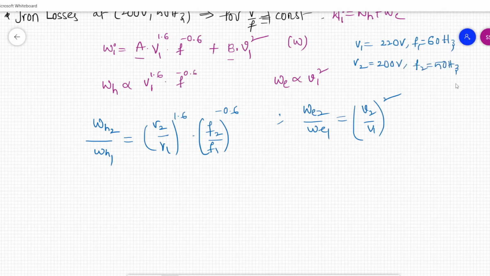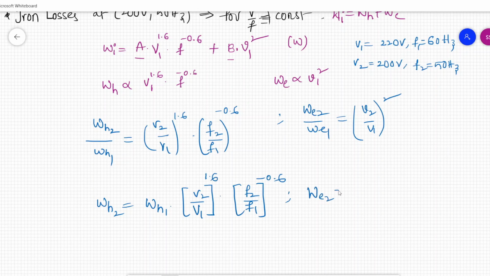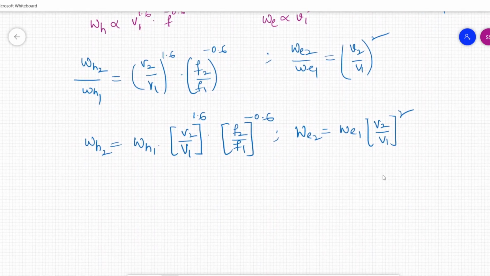Now we need to find WH2 and WE2 so that we can find the total iron losses in the second condition. WH2 equals WH1 into V2 by V1 power 1.6 into F2 by F1 power minus 0.6. Similarly, WE2 equals WE1 into V2 by V1 whole square. I hope you are following me. We have just divided the two hysteresis losses in both cases and the eddy current losses in both cases.